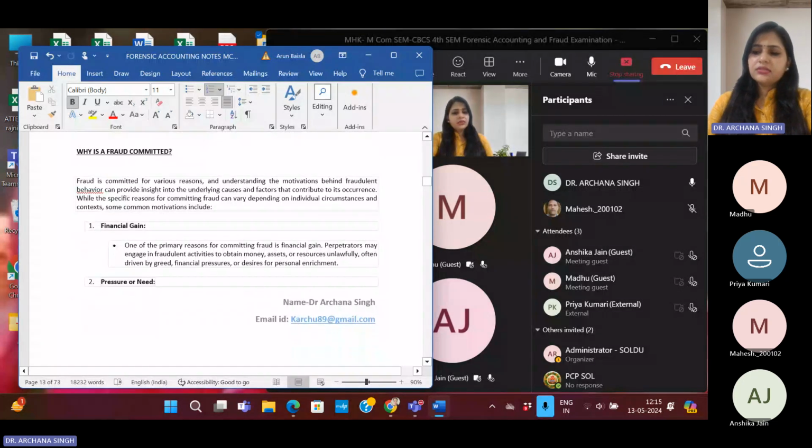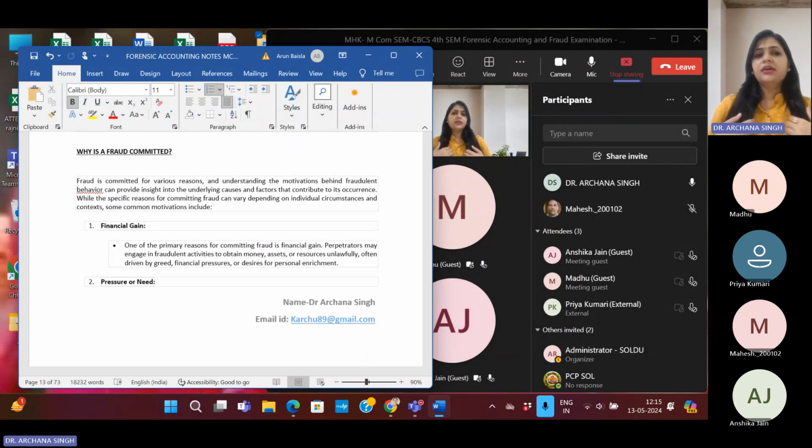Now, the main question is, why is a fraud committed? Why does a person commit a fraud, or why is a fraud committed? Basically, there are various reasons, and understanding the motivations behind these fraudulent behaviors among persons provides insight into various causes and factors that contribute to its occurrence. While the specific reasons for committing fraud depend upon individual circumstances and contexts, some common motivations include first, financial gain.